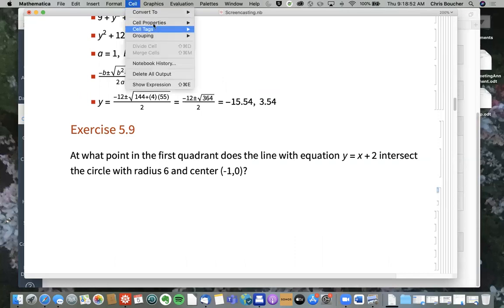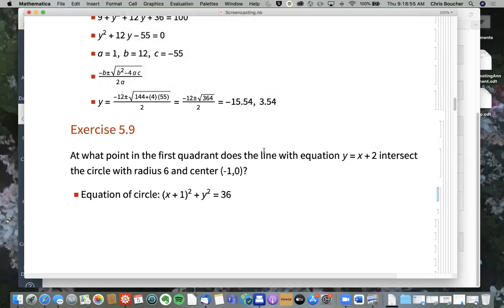The first thing I'm going to do is figure out the equation of this circle, right? So the center is -1, 0. So there's my x minus h, right? X minus -1 is x plus 1, and y minus 0 is just y. And then the radius squared is 6 squared, which is 36. Okay, so now I want to find where the graph of this equation and the graph of this equation intersect.